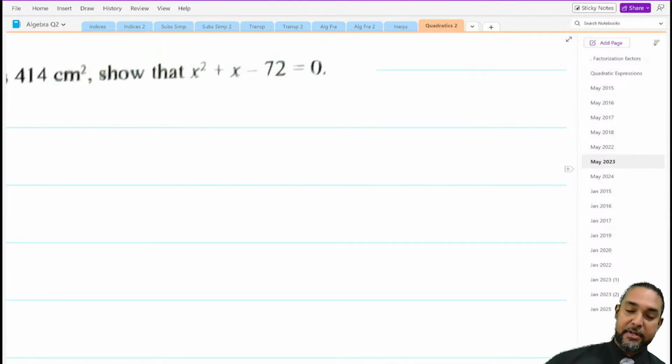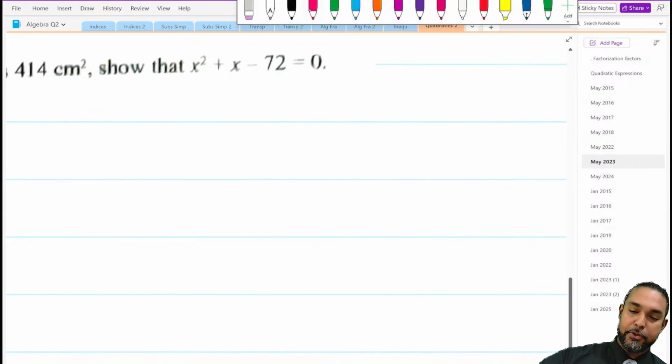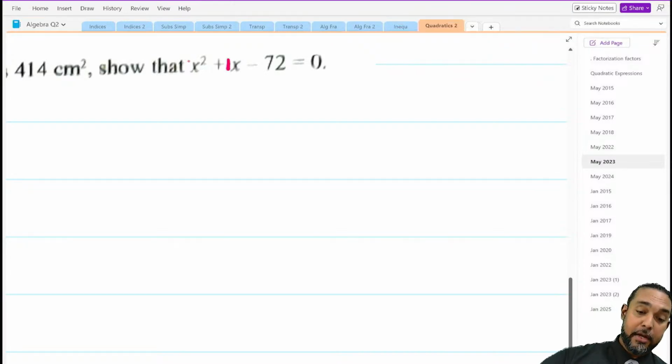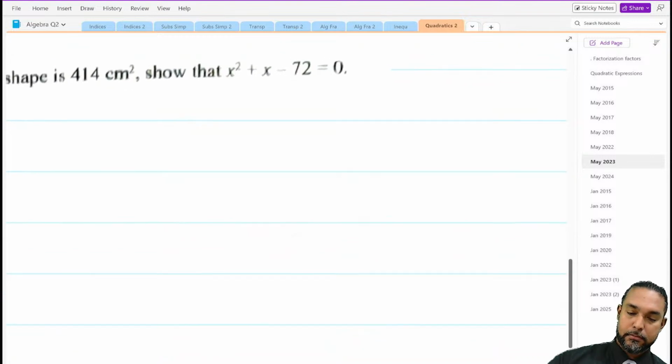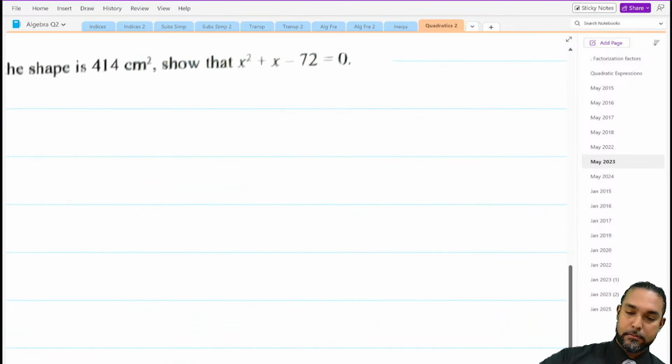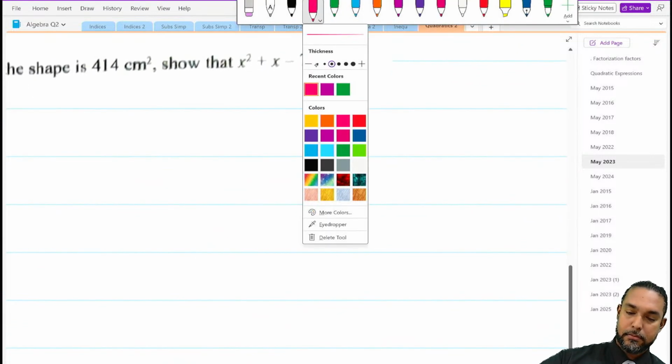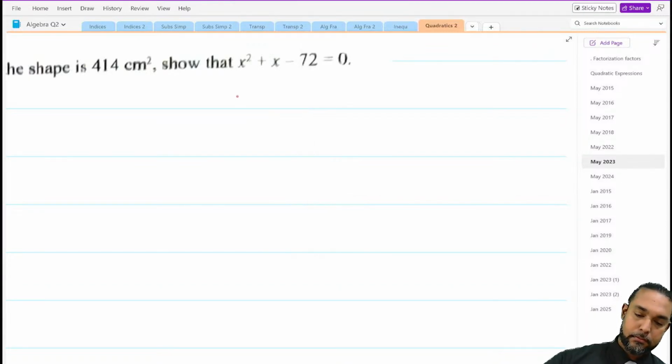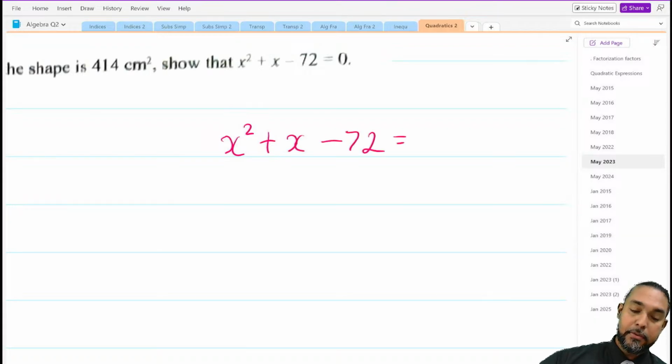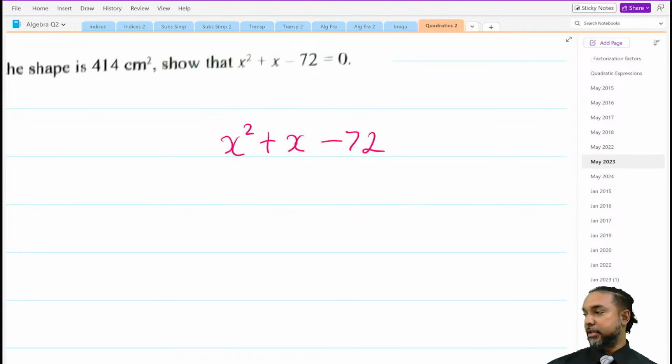Yeah, the coefficient of this x is 1 for sure. Yeah, that's a 1 there as well. That's correct. So x squared plus x minus 72. Don't worry with the equal to 0 just yet. We'll put that in after.